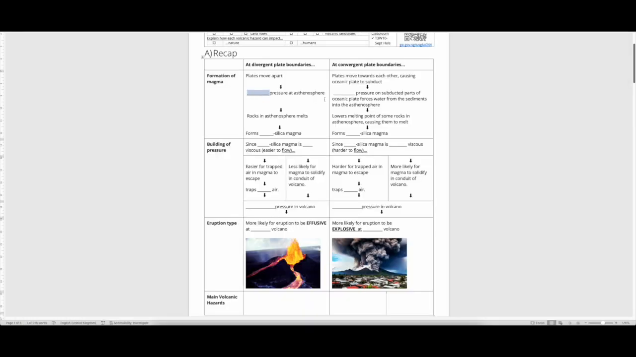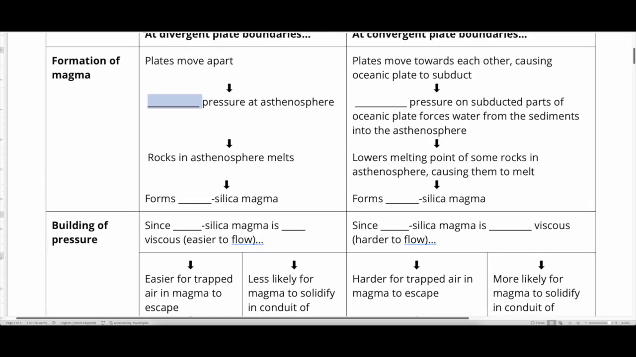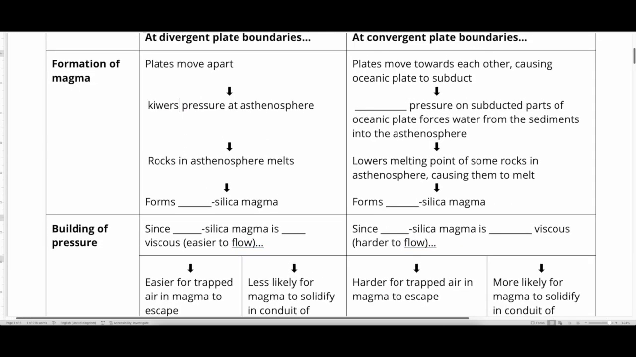Let me zoom in further. Because the pressure at the asthenosphere is lowered when the plates move apart, the rocks in the asthenosphere melt, forming low silica magma. Since low silica magma is less viscous, and viscous means how hard it is to flow, less viscous means that it is easier to flow.